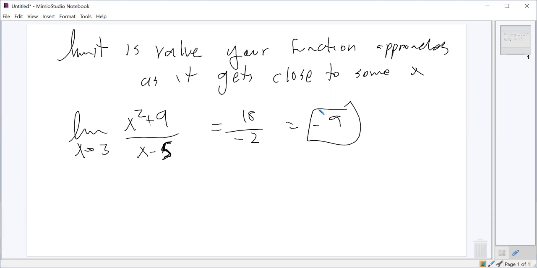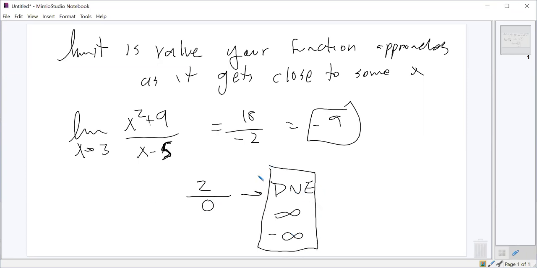Okay. So next thing that might happen, sometimes you might be working through your limit and you might not get negative 9. You might get something like 2 over 0. If we get 2 over 0, then we will say that this limit does not exist. And in fact, if this is approaching 0 from the right-hand side, this limit could be infinity. Or if we're approaching it from the left-hand side, it could be negative infinity.